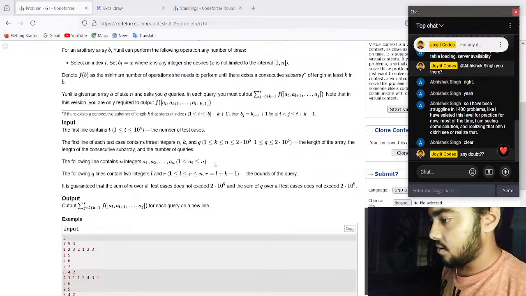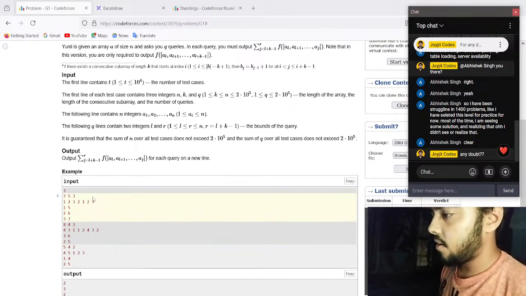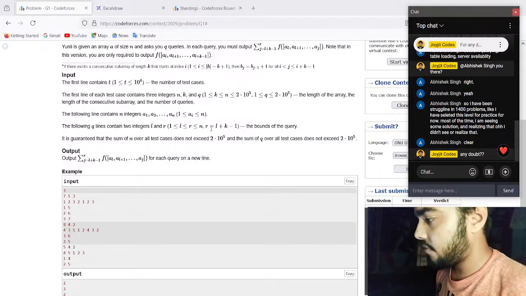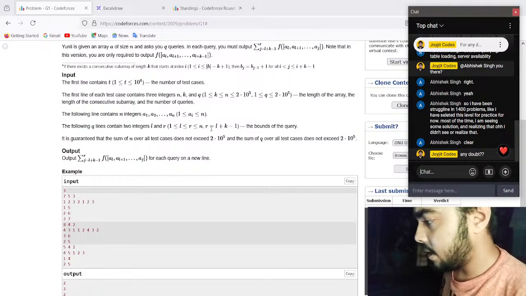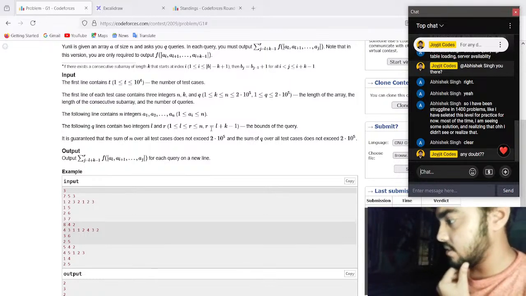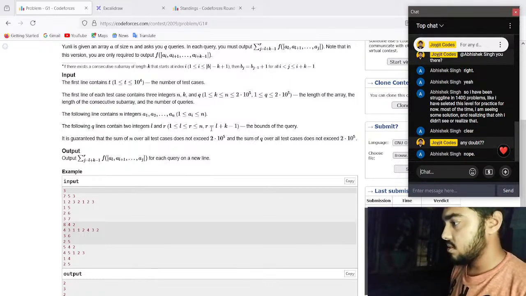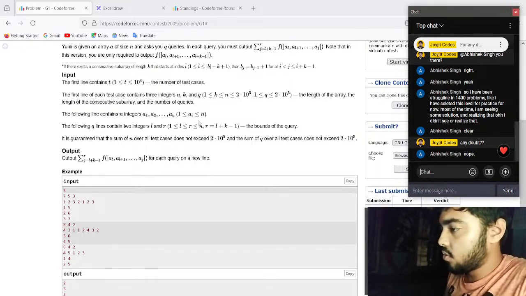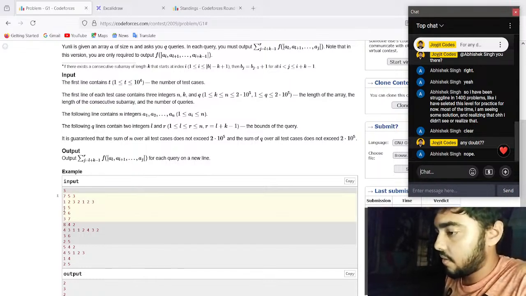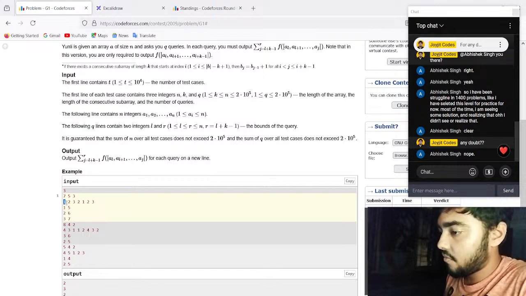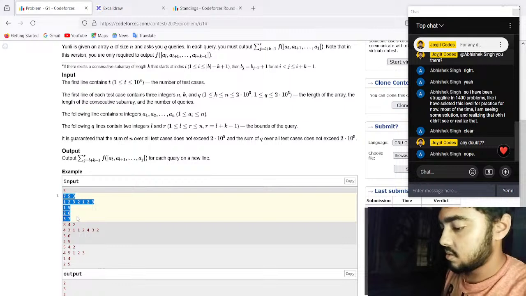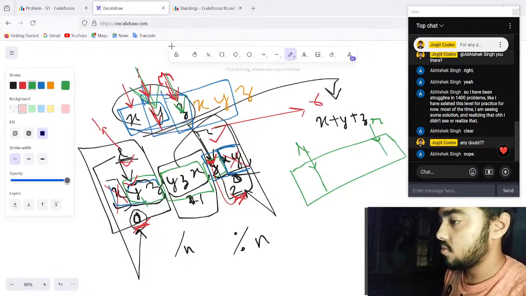So the following line. Basically you have this thing, and for every specific query, so for that specific subset, you have to find how many numbers you have to change so that the whole subarray becomes consecutive. So what you can do is, let's say we are taking from 1 to 5. Let me just copy this and go to Excalidraw.